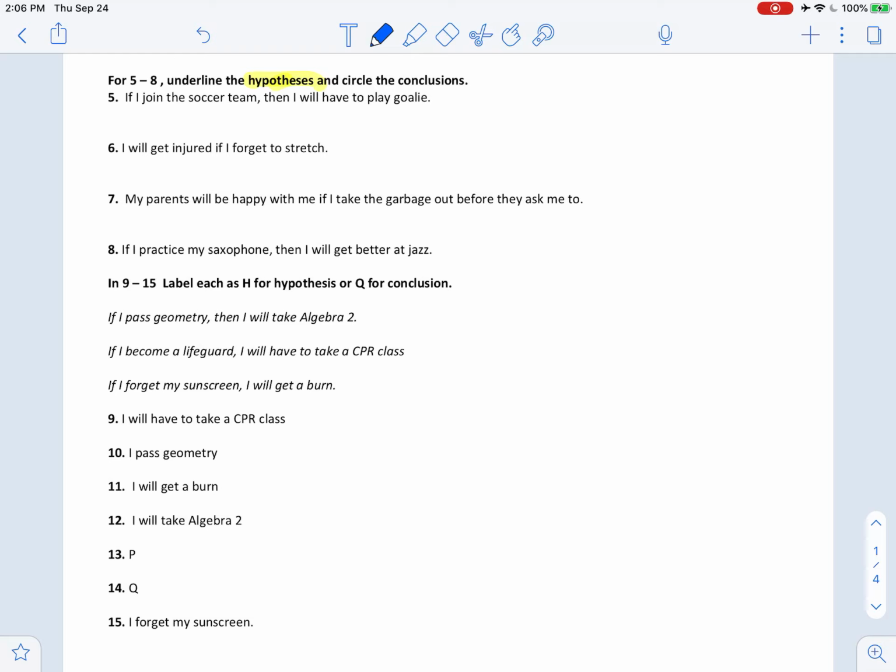So hypotheses, P, conclusions, Q, and hypotheses go with the word if. So no matter where it is in the sentence, I'm looking for the word if. So I'll scan the sentence until I see the word if. There it is. Which means my hypothesis must be I forget to stretch.